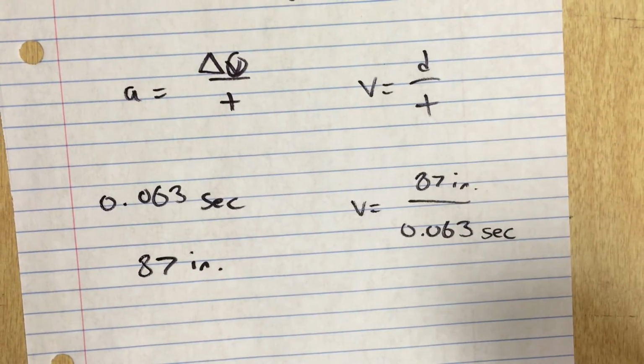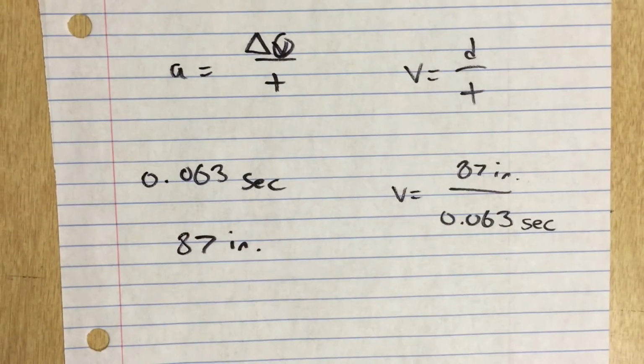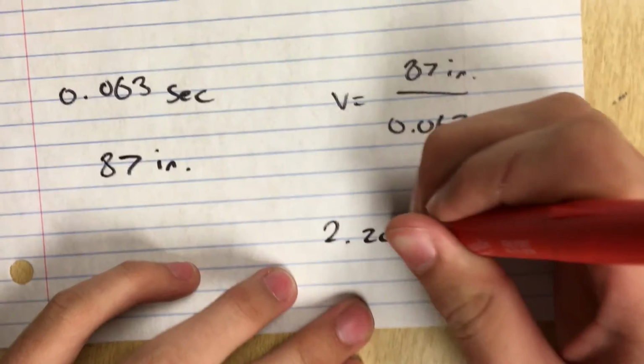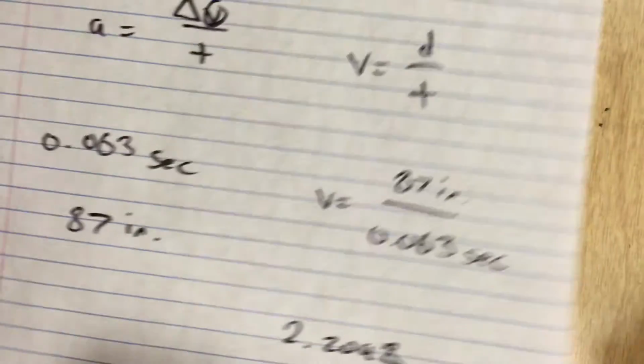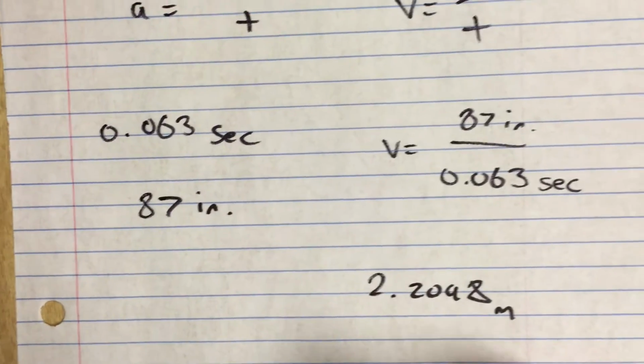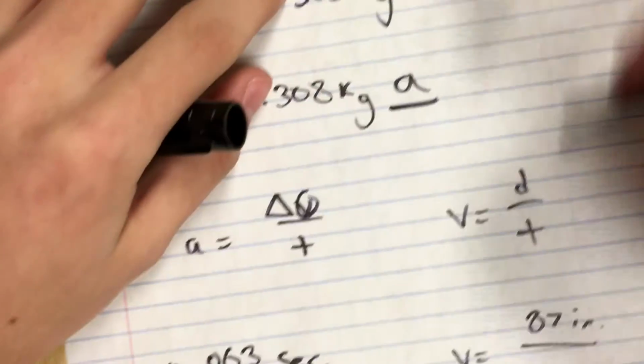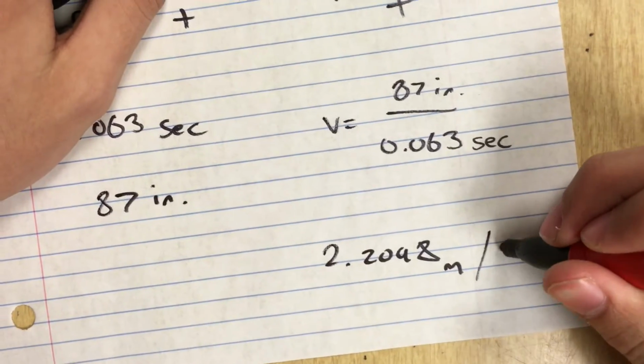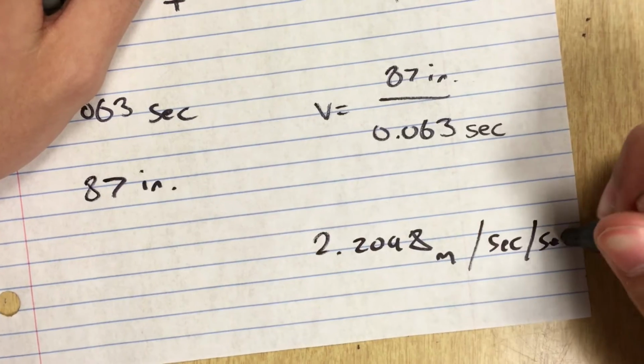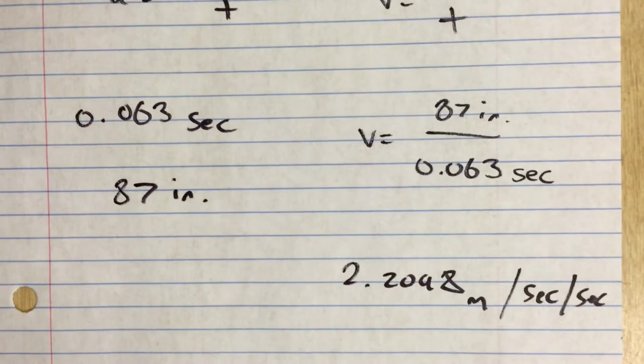So to do that, we need to find out how many meters 87 inches is. After a quick conversion, we found out that 87 inches is actually 2.2098 meters. So, to calculate this in meters squared, all we have to do now is divide this by the seconds twice. So let's go do that.